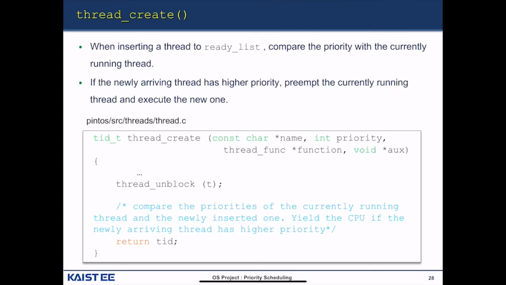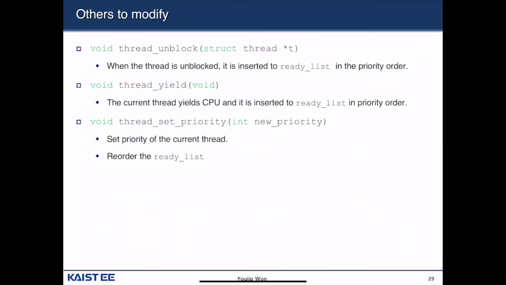So this is the code for thread create. After unblocking the thread, we have to compare the priority of the currently running thread and the newly inserted one. If the newly arriving thread has a higher priority, then the existing thread has to give up the CPU. And there are a few others to modify.